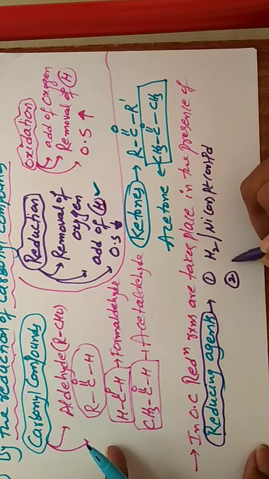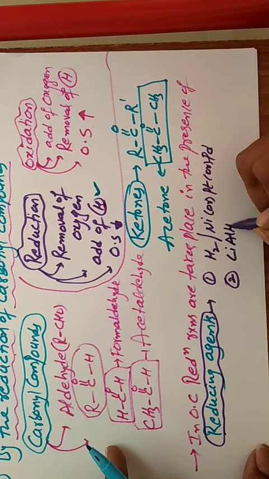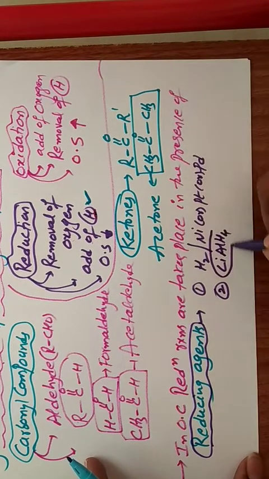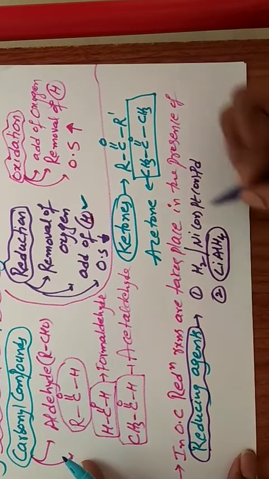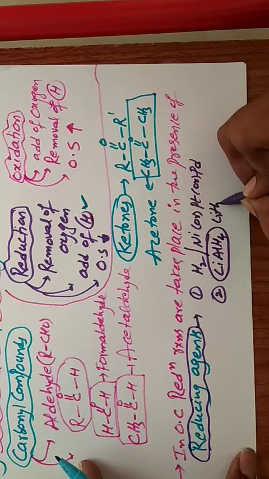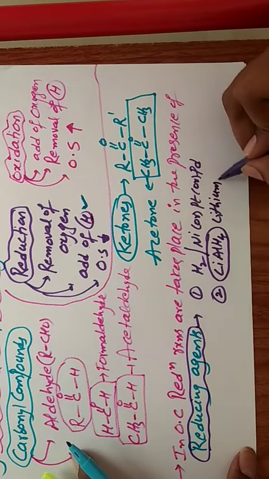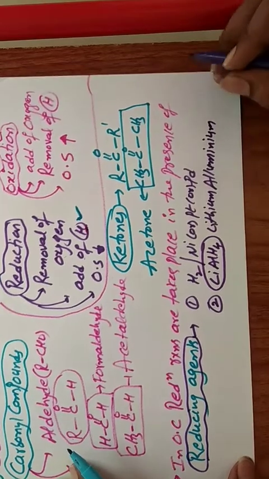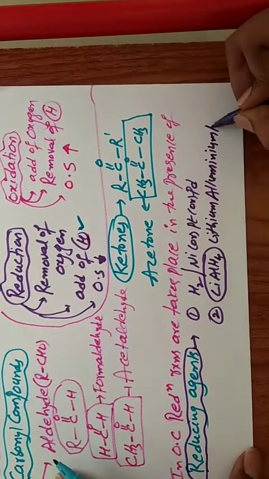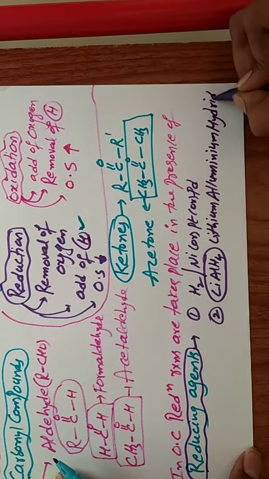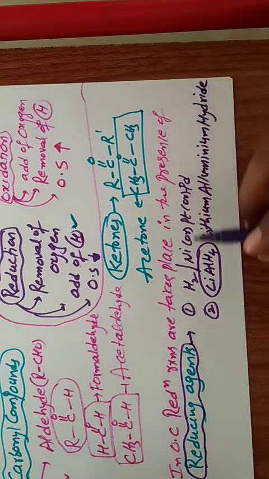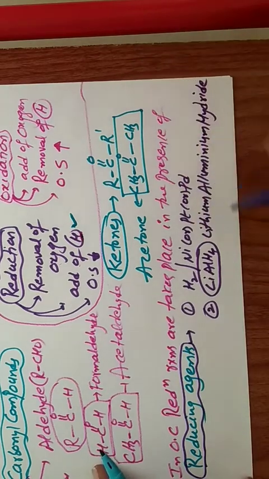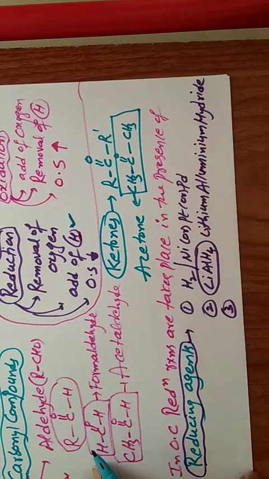Next, another one, LiAlH4. So what is the name of this compound? Very important. Li, lithium. Al, aluminium. H4, hydride. Lithium aluminum hydride. It also releases hydrogen atoms. Okay.